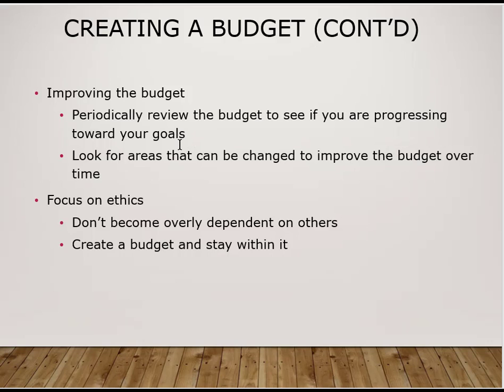And again, we're just looking for things that we can change, things that we can improve on, right? Is there a way to make more money? Can we get more income? Or are there places where we can start to reduce cash flow? Again, we have to focus. We have to make this some ethical thought, though, right? We don't become overly dependent on other people, right? Rely on yourself to get the job done and to make your way in life. Create a budget and stay with that budget.